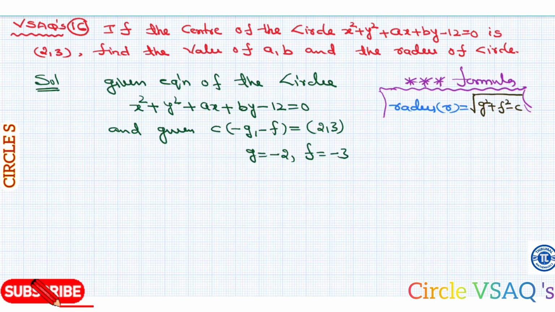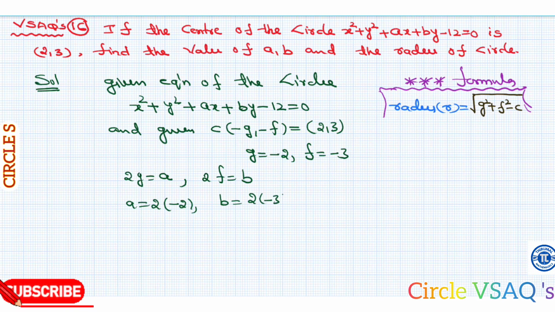From the given equation, 2g equals the coefficient of x, which is a, so 2g = a, and 2f equals the coefficient of y, which is b. So a = 2 times the g value, which is −2, and b = 2f, 2 times −3, since the f value is −3. So we get a = −4 and b = −6.